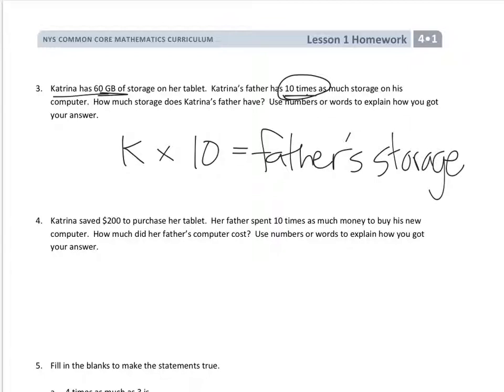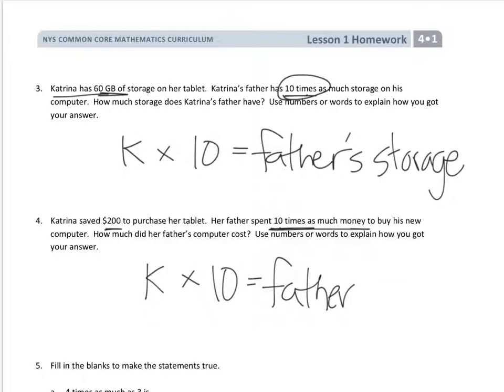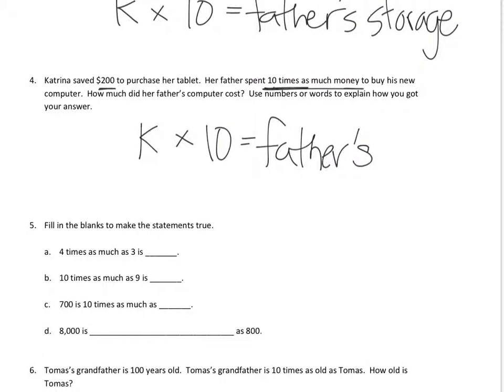Again, the next problem we see, it's still Katrina. She's saving $200. Her father spends 10 times as much money. So again, we're going to start with how much Katrina starts with, thinking about 10 times more, and then how much her father spends. Students should be able to go through these problems and solve for each part.